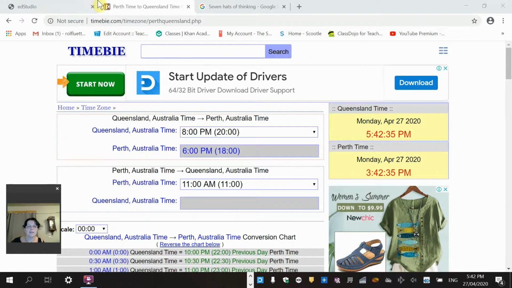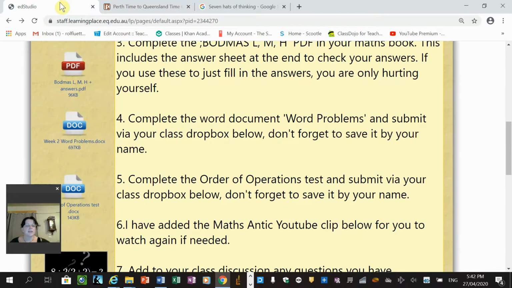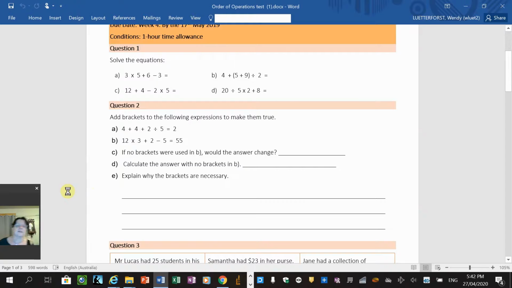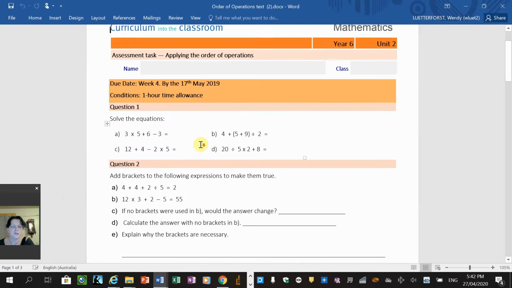Okay, now I've gone into Ed Studio and had a look, and they've added one other little thing here, which wasn't here before, which we're going to do very gradually over the course of the week. And what they've put in there is an actual test. So go into that, open it up and download it.